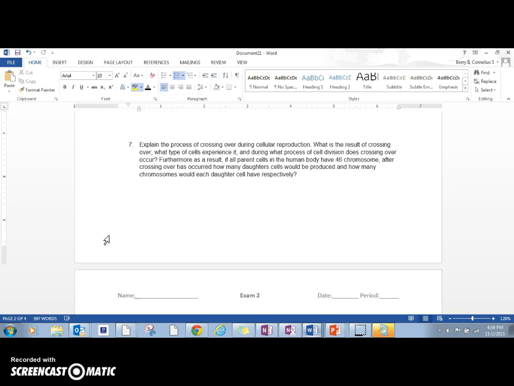Furthermore, as a result, if all parent cells in the human body have 46 chromosomes, after crossing over has occurred, how many daughter cells will be produced, and how many chromosomes does each daughter cell have respectively? Whoa, this was a really heavy question. There are a lot of questions embedded within this, and sometimes that's done simply to confuse you guys, but I know that you guys are more than capable of dissecting it.